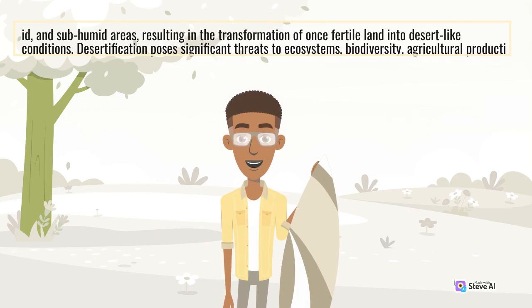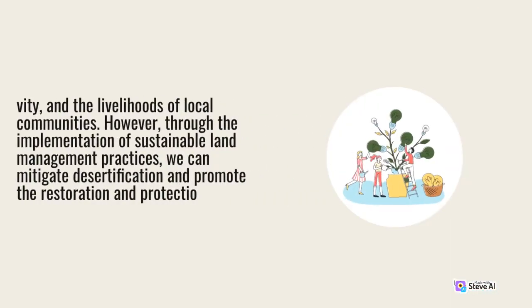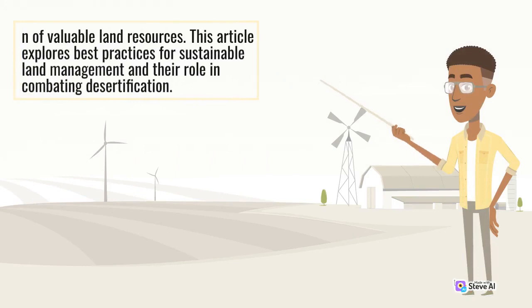Desertification poses significant threats to ecosystems, biodiversity, agricultural productivity, and the livelihoods of local communities. However, through the implementation of sustainable land management practices, we can mitigate desertification and promote the restoration and protection of valuable land resources. This article explores best practices for sustainable land management and their role in combating desertification.